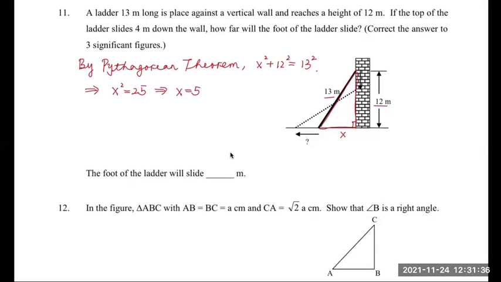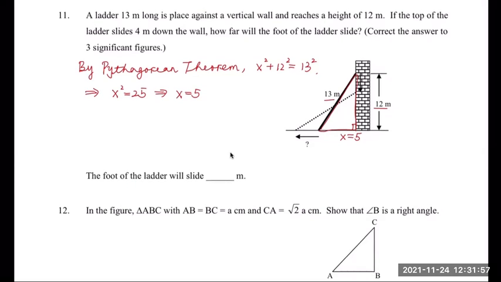So technically here, x can be either positive or negative 5. But because we're dealing with something in real life, x cannot be negative. That's why x can only be positive 5 here. Okay. So x is 5. So that's the first step we need to do, right?